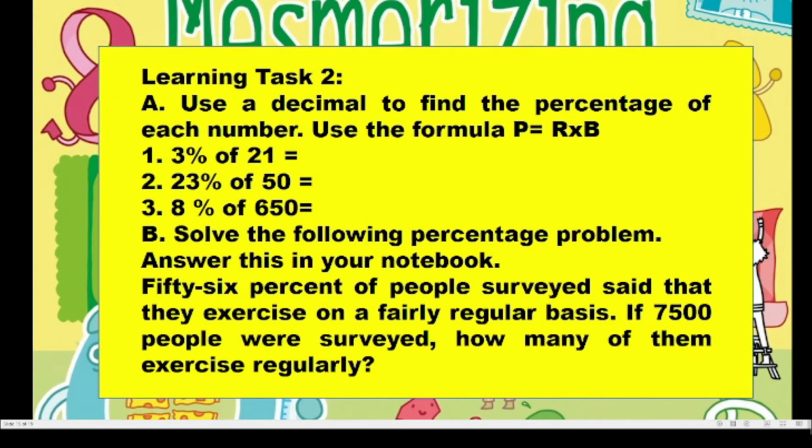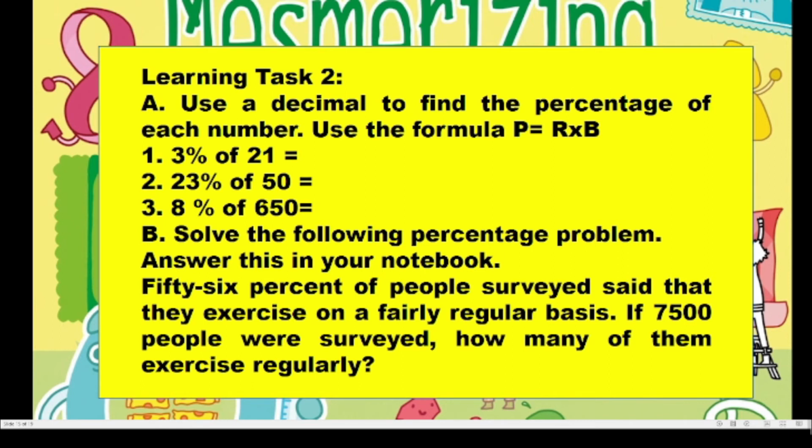For our learning task number 2, use a decimal to find the percentage of each number. Use the formula P is equal to R times B. Number 1, 3% of 21. Number 2, 23% of 50. Number 3, 8% of 650. We will first change 3%, 23%, and 8% into decimal numbers before you multiply by 21, 50, and 650.